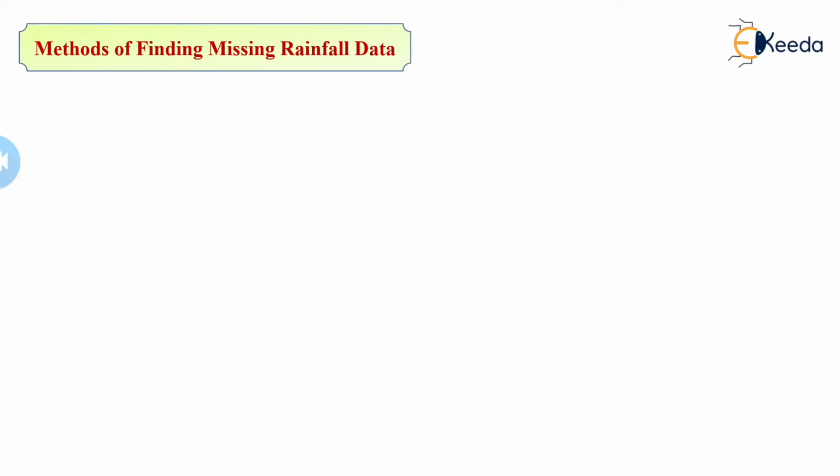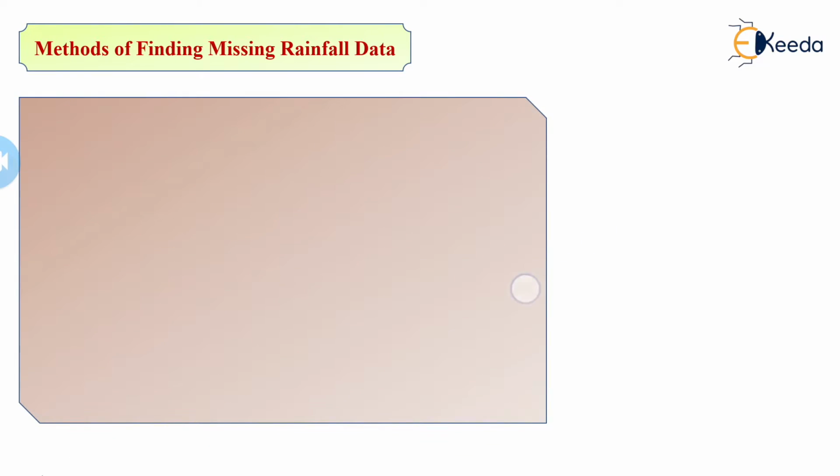If one of the rain gauge stations is not working, then we can find out the missing rain gauge station data by using these mentioned methods. So the first is the arithmetic mean method.